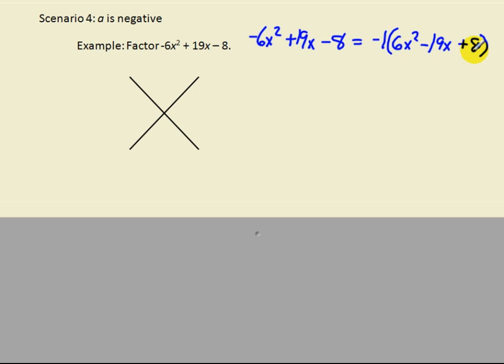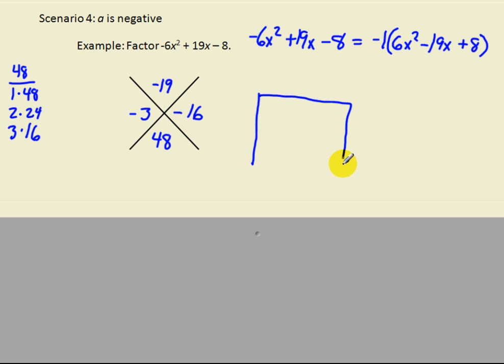So now take a times c. 6 times 8 gives us 48. The value of b is now negative 19. So we have two numbers that are both going to be negative. Multiply to 48, add to 19. So we could take, let's see, 1 times 48, add up to 49. That's not good. 2 times 24, not good. 3 times 16, that works. So we have a negative 3 and a negative 16.